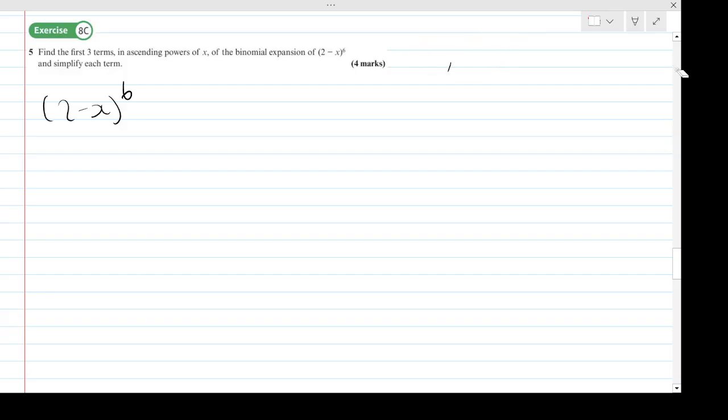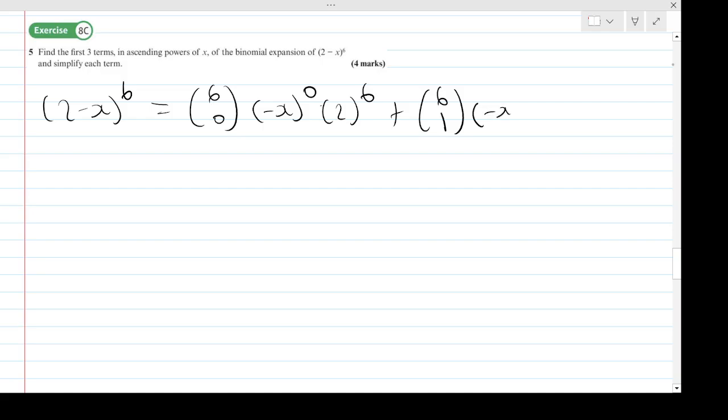Anyway, so if we expand this then, firstly, it's going to be 6 choose 0, so start from 0. Then the x term, well, it's minus x here, will then be to the power 0. Then the 2 would then be a corresponding power of 6. There we are. Then the next term is 6 choose 1. And then minus x would be a power of 1. And then 2 would then be a power of 5 overall.